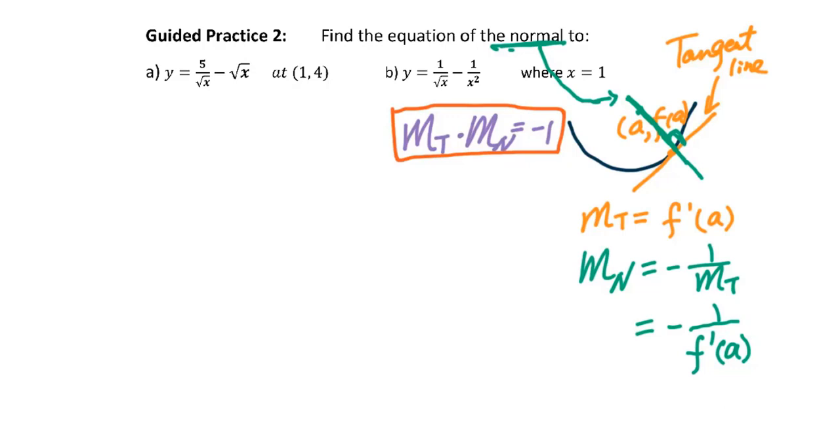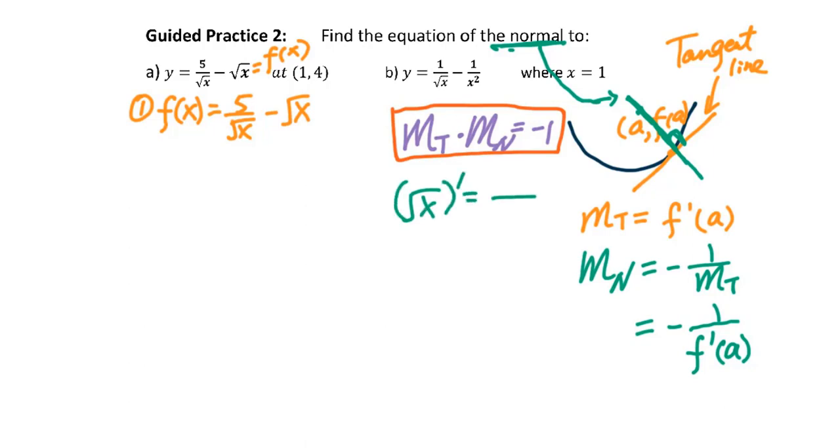So for A, still we need to figure out the single power for this function. Let's do f of x. We assume this is f of x. That is 5 over square root of x minus square root of x. For square root of x, you don't have to do that. We just use that formula. Square root of x derivative equals 1 over 2 square root of x. 1 over square root of x, we do negative 1 over 2 x square root of x.